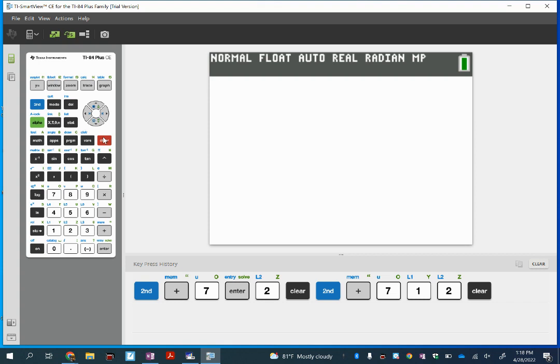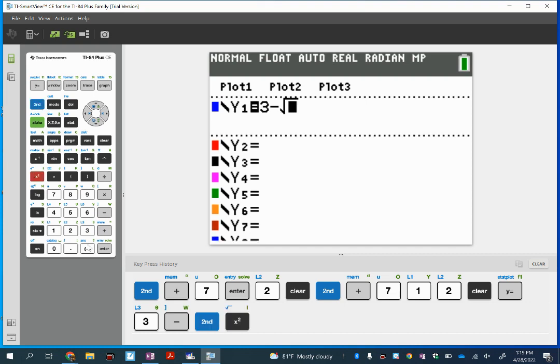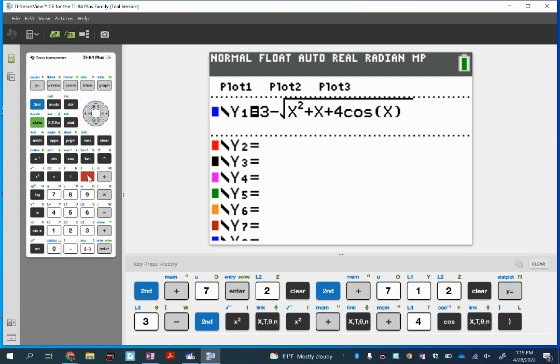Yes, you did it. Okay, hit y equals. It's the top left. Let's type in what they gave us. They gave us 3 minus the square root of x squared plus x plus 4 cosine of x. Thank you, Merle. This right here? Yeah. What happened, Fernanda? Oh, sad. You can just hit delete. Oh, yeah, DEL, delete.